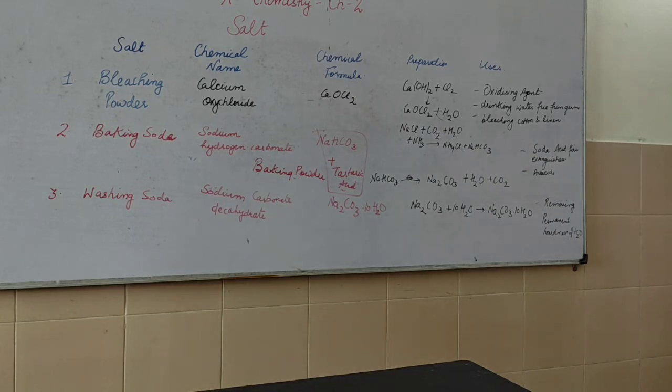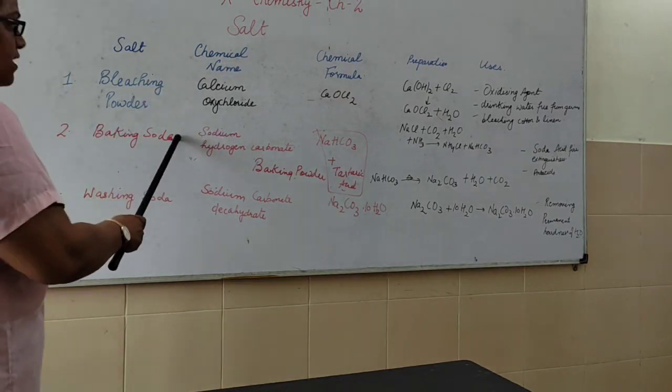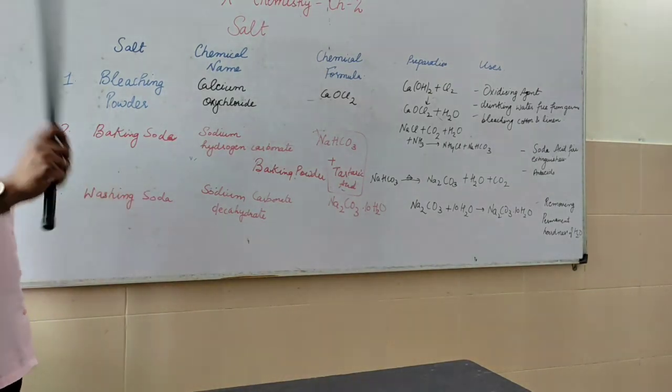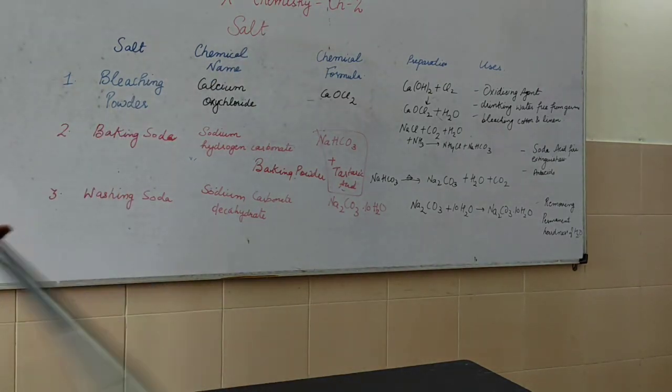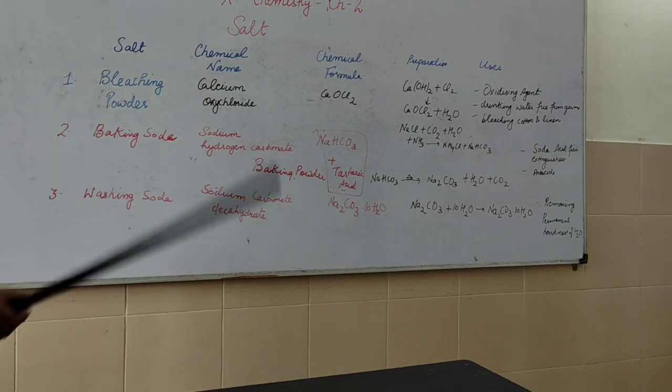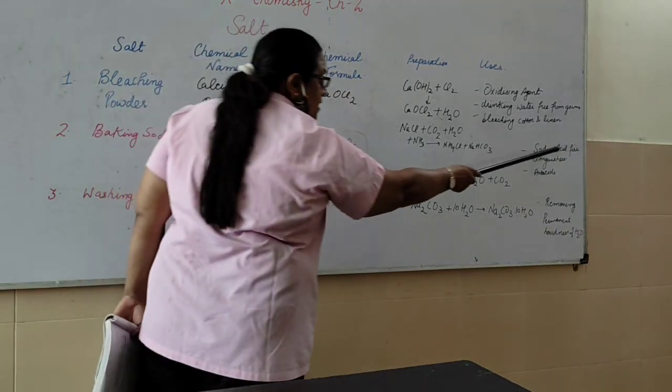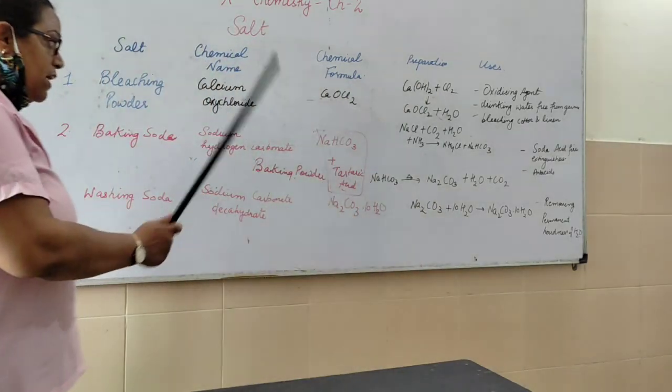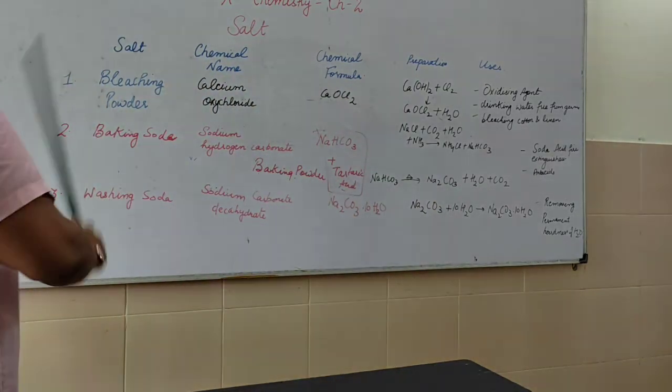It is an important ingredient in antacids. Antacids are substances used to remove acidity, because baking soda is a base. So to neutralize the acid, we consume baking soda. We generally consume ENO, which contains a basic component. Okay? It is also used in soda acid fire extinguishers. It is also used to make baking powder.